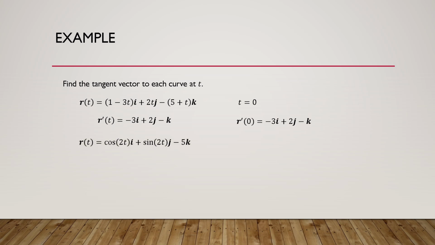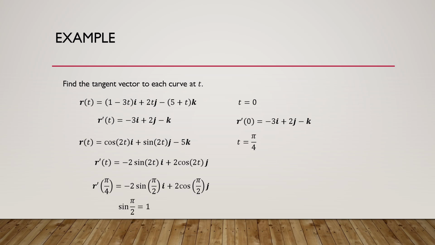r(t) equals cos 2t i plus sin 2t j minus 5k at t equals pi over 4. r'(t) equals negative 2 sin 2t i plus 2 cos 2t j. r'(pi/4) equals negative 2 sin(pi/2) i plus 2 cos(pi/2) j. Sin(pi/2) equals 1 and cos(pi/2) equals 0. Therefore, r'(pi/4) equals negative 2i.